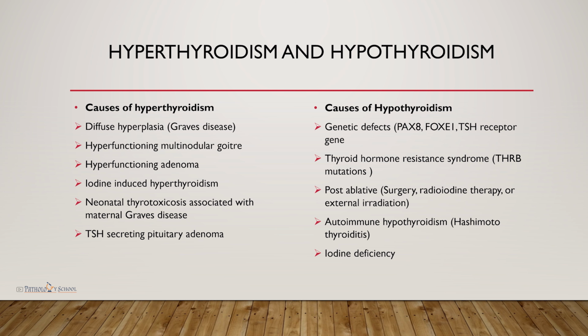Well, the causes of hypothyroidism are genetic defects and thyroid hormone resistance syndrome. It can be seen post-ablative, after surgery, after radioiodine therapy or external irradiation. It can be seen in autoimmune hypothyroidism, that is in Hashimoto's thyroiditis, and in iodine deficiency.